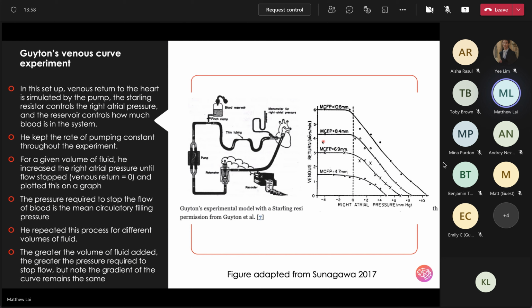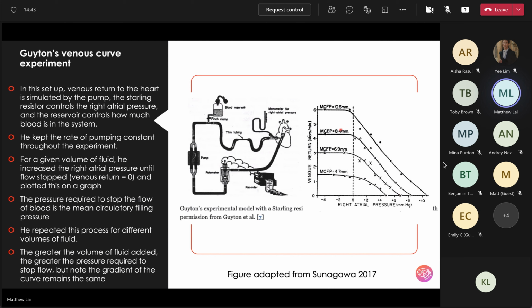And then what all these additional curves are is he repeated the same experiment for different volumes of fluid. So, he measures the point at which a system stops flowing for a certain volume of fluid. He then opens his reservoir, this pinch clamp here, and he pumps more blood into the system, so we've got more fluid. And what we find is that the mean circulatory filling pressure increases, but this gradient remains the same here, which makes sense because when we're adding more fluid, we're not necessarily increasing the gradient throughout the system. We're just affecting how much pressure we need to stop the flow.